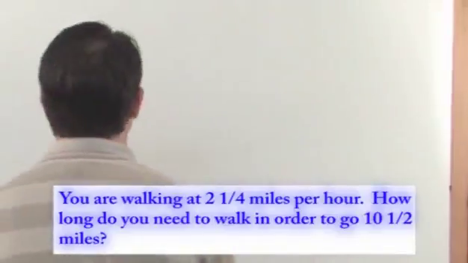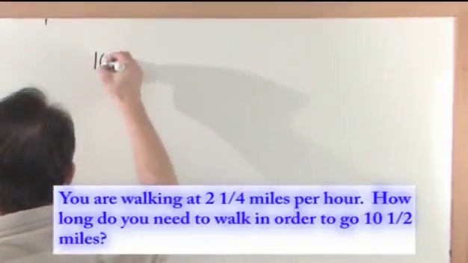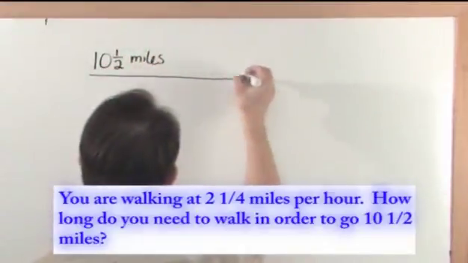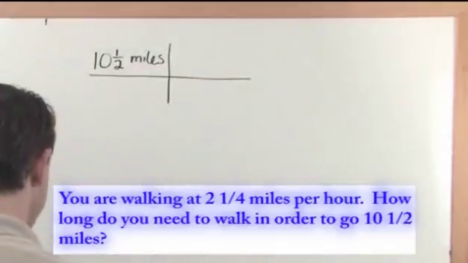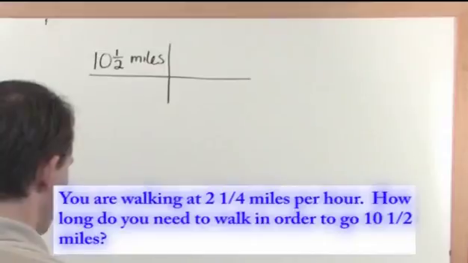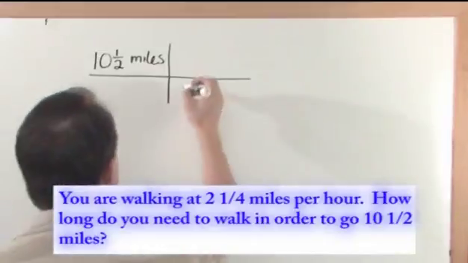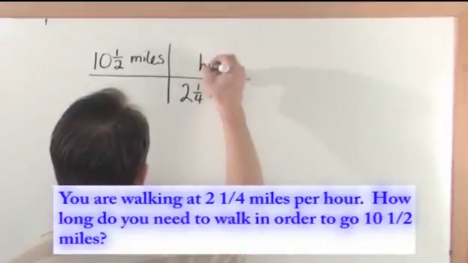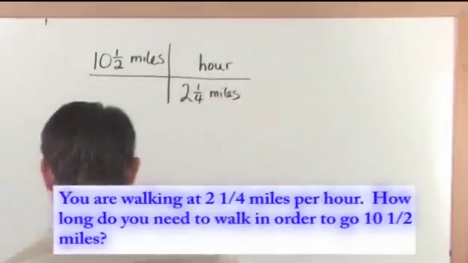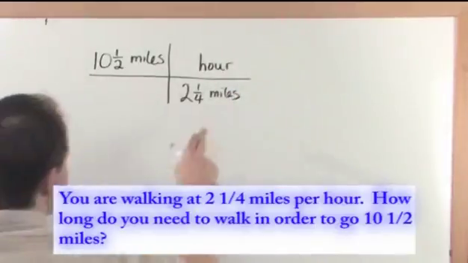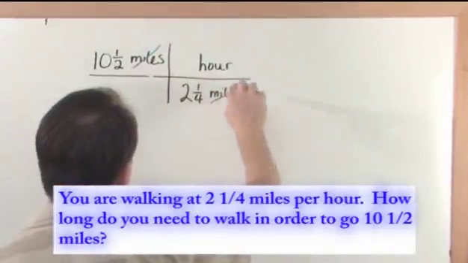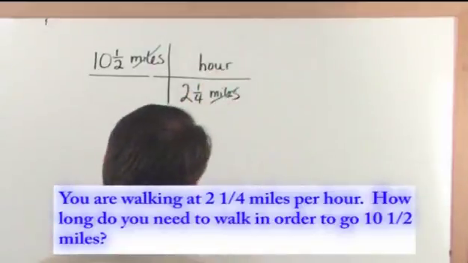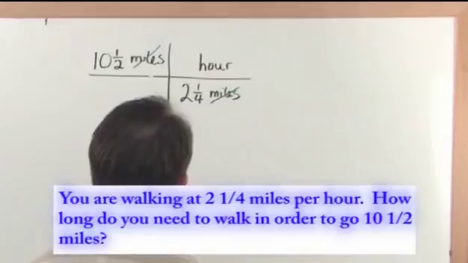So let's do that. The problem says that I need to walk 10.5 miles. Okay? I'm going to write that down. I'm going to draw my little line like I've been doing. The next part says I'm walking at 2 1/4 miles per hour. Now, if I write it as 2 1/4 miles per hour, so I write it miles per hour like this, what would happen? Well, because I have miles on the bottom and miles on the top, this cancels with this. And the units I would be left with is just going to be hours, which is what I want because the question says, how long do you need in order to walk this far?